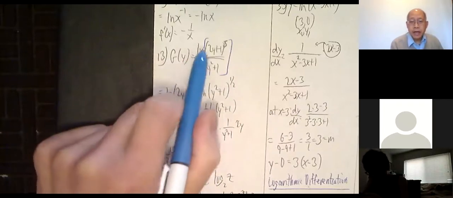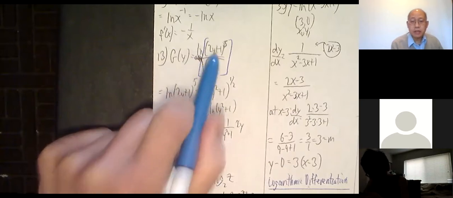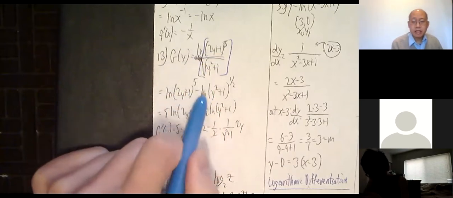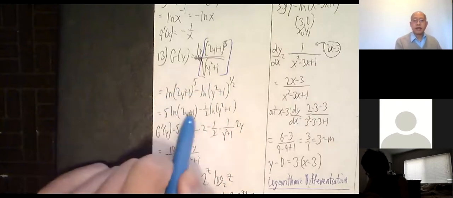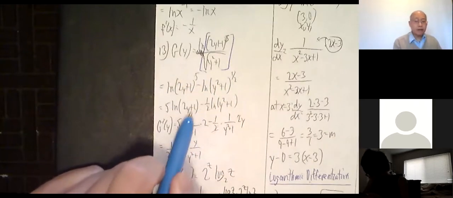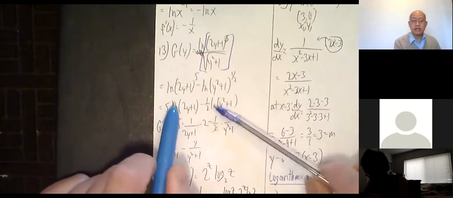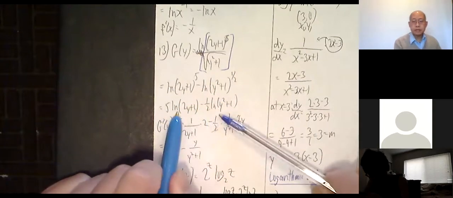So one more time, ln of a quotient, something divided by something, is ln of the top minus ln of the bottom. Square root means that. And another property of logs says I can bring the 5 in front and the half in front. Now I'd much rather differentiate this. It's way easier.